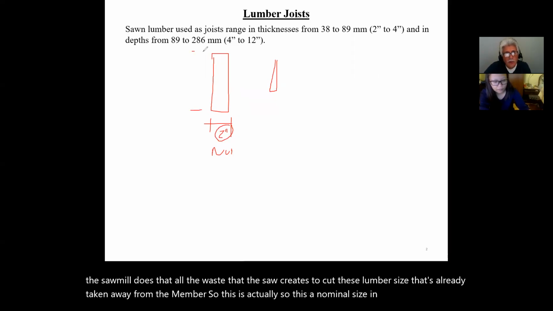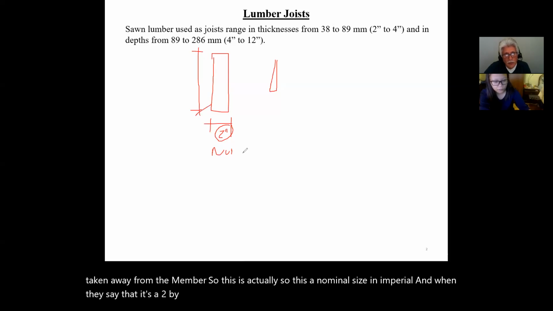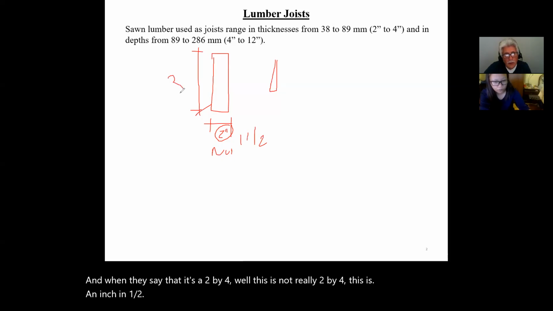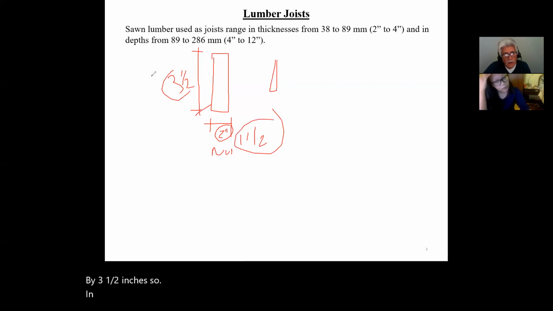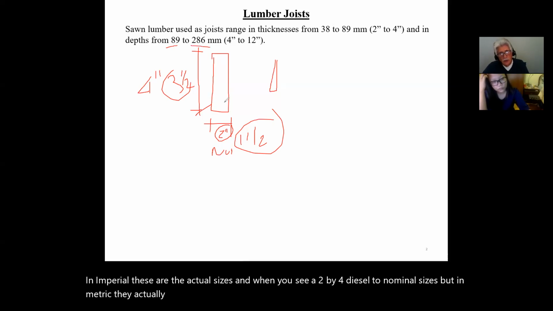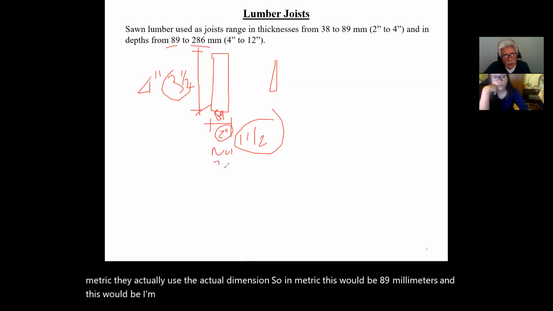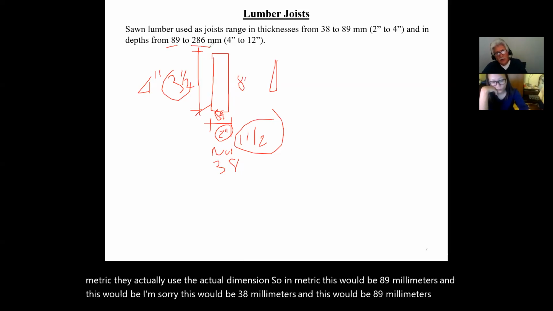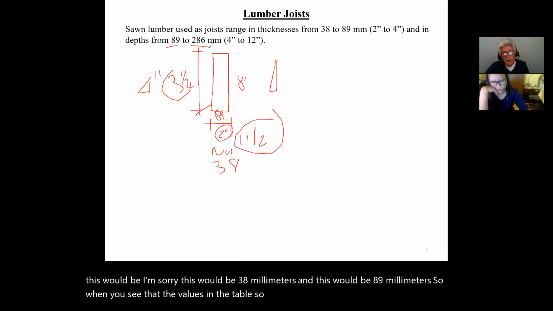And when they say that this is a 2 by 4, well, this is not really 2 by 4. This is 1 and 1/2 inches by 3.5 inches. So in imperial, these are the actual sizes, and when you say a 2 by 4, these are the nominal sizes. But in metric, they use the actual dimensions. So in metric, this would be 38 millimeters and this would be 89 millimeters. So when you see the values in the tables, those are the actual dimensions in metric.